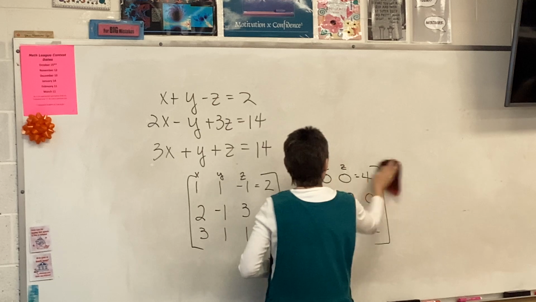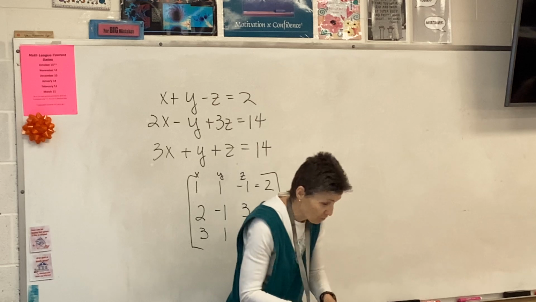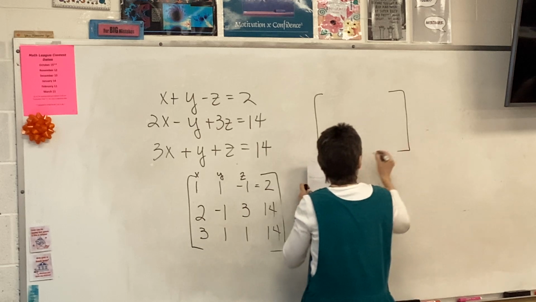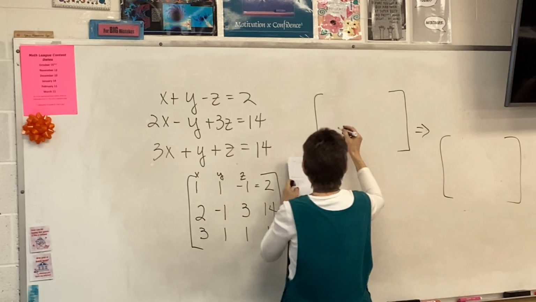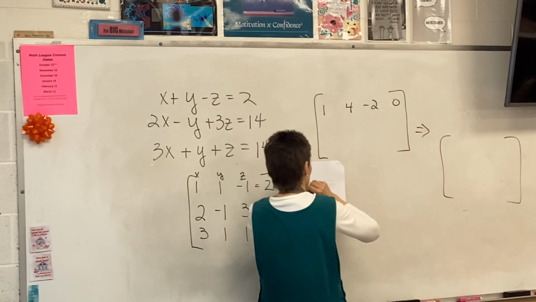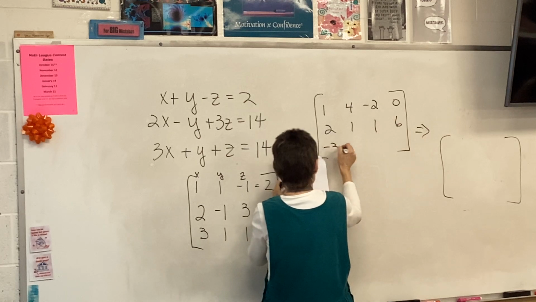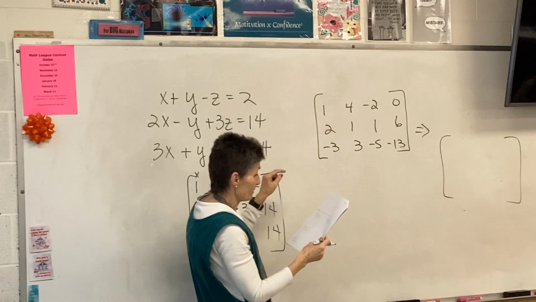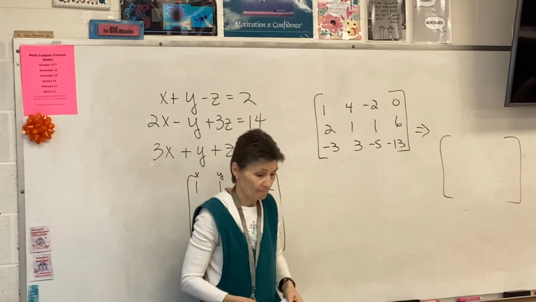All right, I'm not going to write down the problem this time because we're about out of time and I want to get through another example. So for problem number 2, what would our matrix look like, the one we're putting in? It's going to be 1, 4, negative 2, 0. 2, 1, 1, 6, and negative 3, 3, negative 5, negative 13. Now, don't make a mistake with those numbers, because that will throw off your answer. Does that look okay?